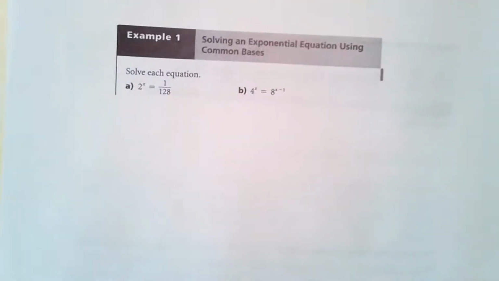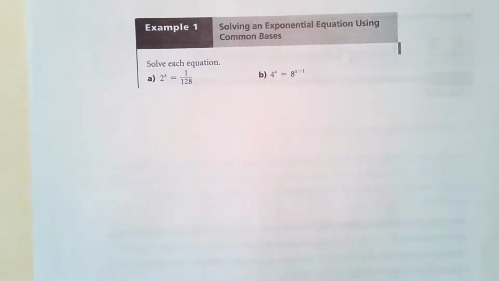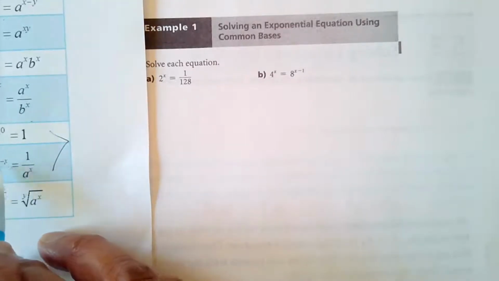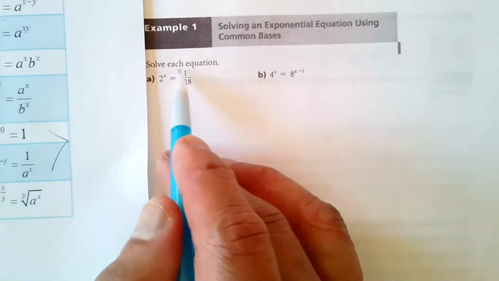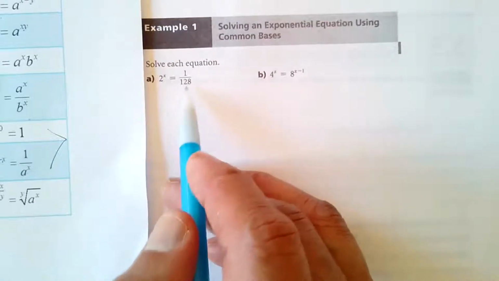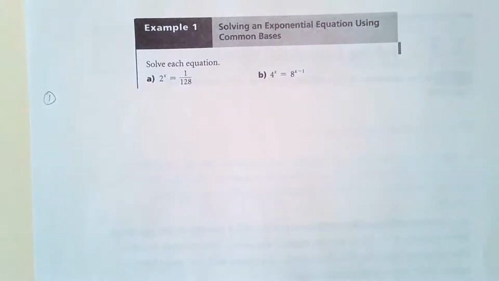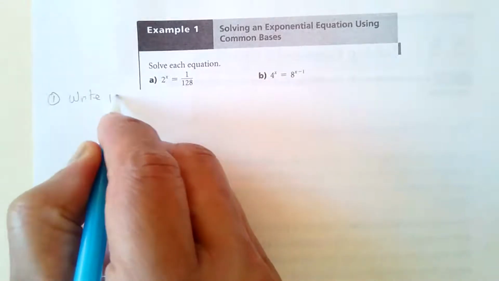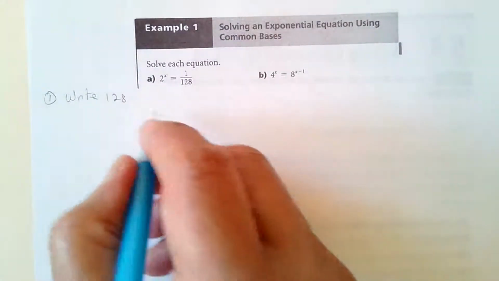If you look at our first question, 2 to the power x. Now, if you go to our rule here, we'll be utilizing this fact here, a to the negative x is 1 over a to the x. So we know this part here is the reverse. But to do this, we'll do it in stages. Step 1, I'm going to write 128. To make it simpler, write 128 as a power of 2.